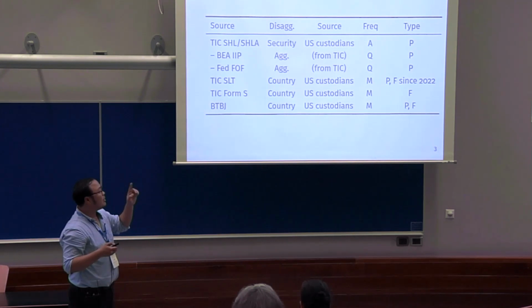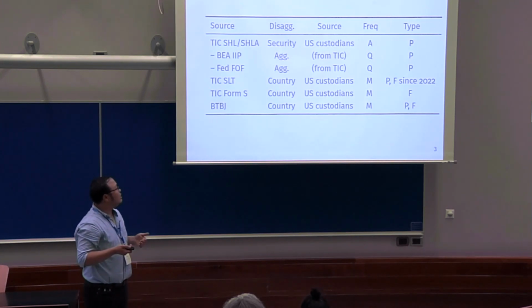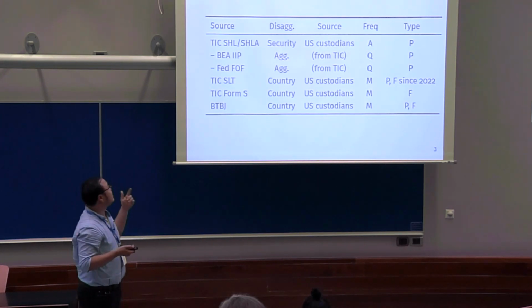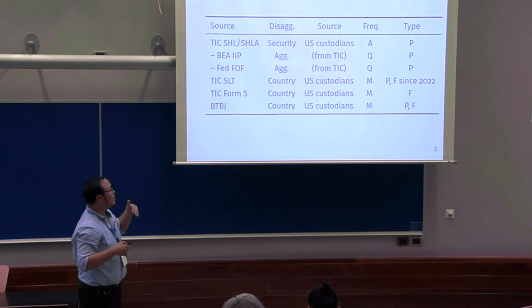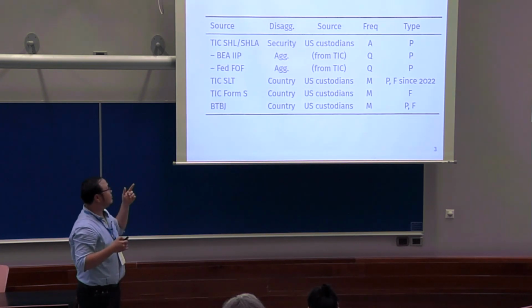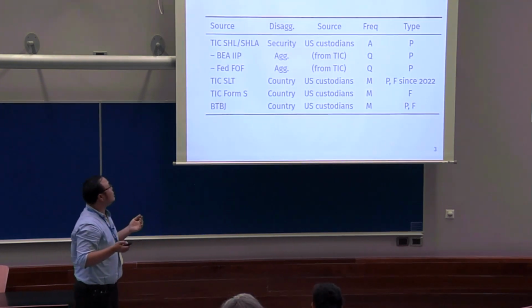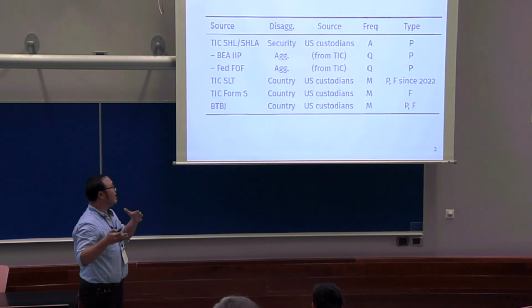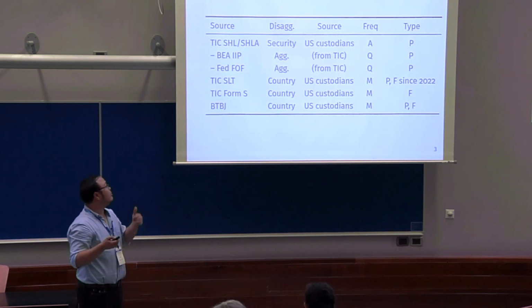And type P means it's positions data, so you report the total holdings. And then there are derived data from this source. So there's the BEA international investment positions. This is aggregated data derived from TIC SHL, available at the quarterly frequency, also positions. And then the Fed flows of funds also derived from the same data source. Alexandra basically finds that the implied flows that she derives using this SHL data set correspond well with these two sources.